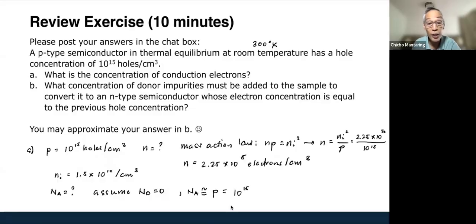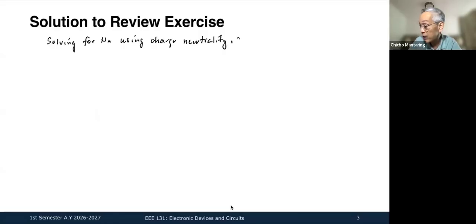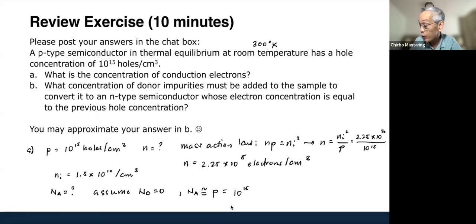But you can also solve this using charge neutrality. Pwede rin i-solve to using charge neutrality. So, solving for Na using charge neutrality, and assuming Nd is equal to 0, ano yung formula natin? N plus Na is equal to P plus Nd. Yung N, kinompute na natin. Ano yung N?